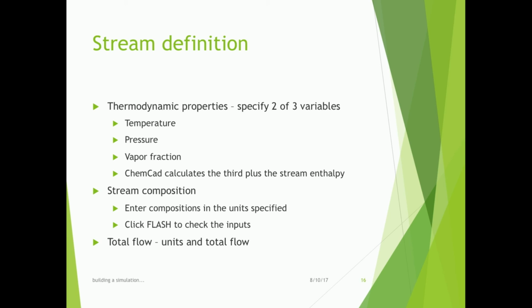When you specify a stream, you have a limited number of variables. You can specify 2 of the 3 of temperature, pressure, and vapor fraction. Once you've specified 2, ChemCAD will automatically estimate the 3rd and compute the stream enthalpy. Of course, to do this, you also have to put the compositions in. If you click Flash, you will get a computation. You'd like to do this early and often to make sure you haven't under or over specified a stream.